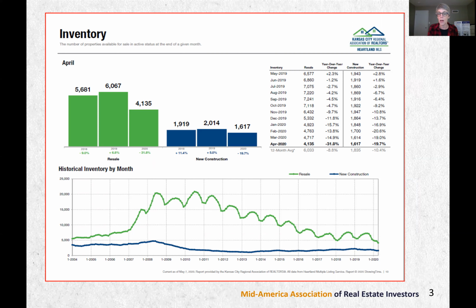The profit margins have gotten lower and lower, but inventory is still trending down. If you look from May of 2019 and look at those numbers all the way through the past year on resales, they are still down. The blue line here, those are new homes, and we're not really going to touch much on new homes, although you're going to find that the new home numbers went down.